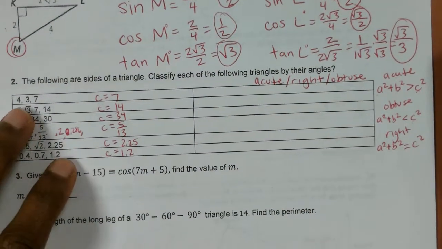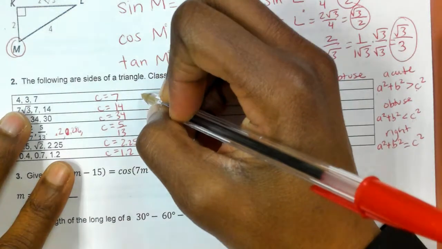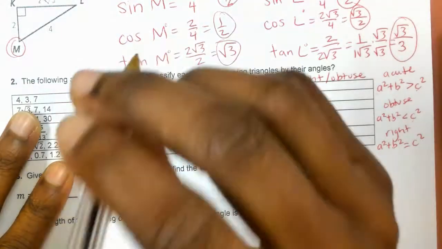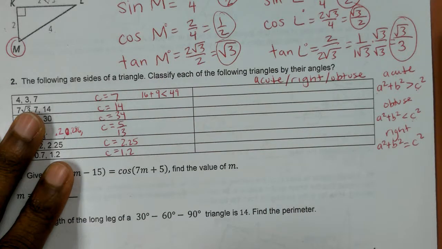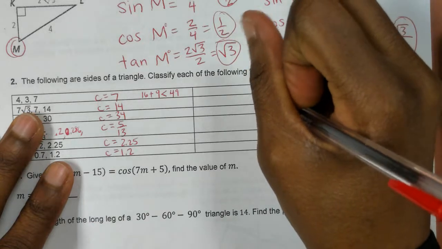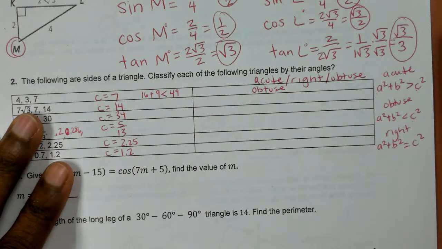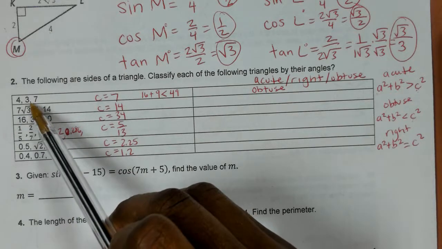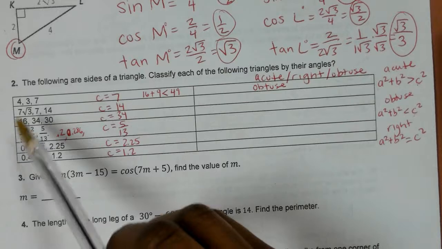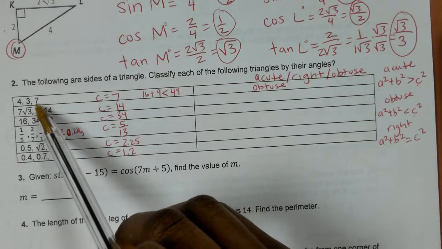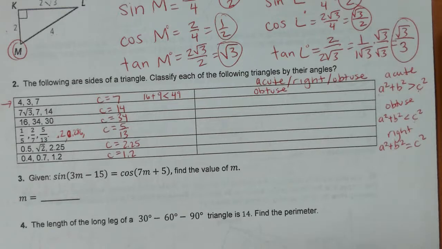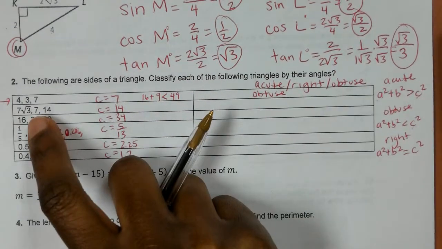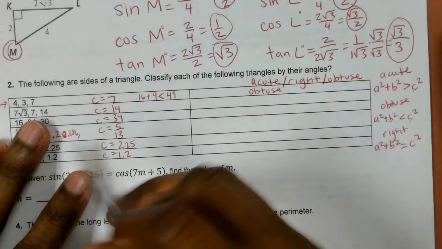Okay, so if I square 4 and 3, I get 16 plus 9, and 49. I already know that's not going to reach 49. So 49 is greater, which makes this triangle obtuse. These sides actually cannot even make a triangle, but that's not what this is testing. Remember, the two sides added together have to be greater than the last side. They can't be equal, so this would not even make a triangle. I just made these numbers up and didn't realize I made one that would not make a triangle, but it's obtuse if you do the formula.